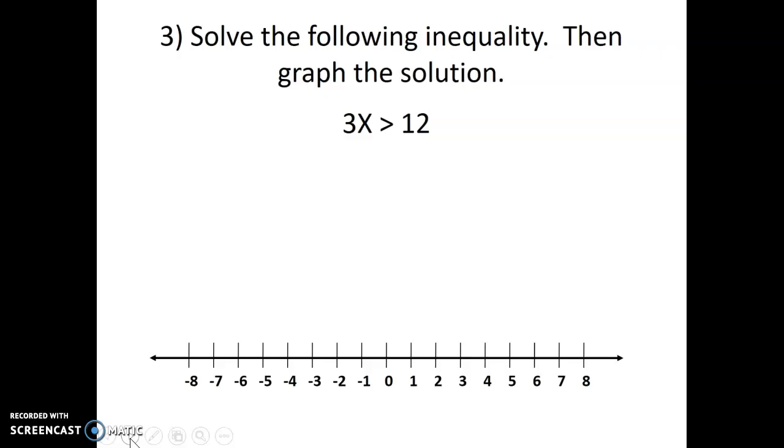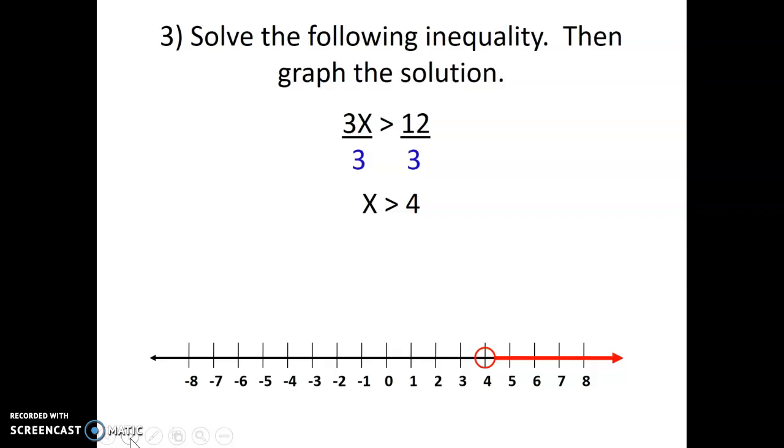When I have multiplication in the problem, how do I solve it? I have multiplication, I need to do division. So in this case, I'm going to divide both sides by 3. I'm going to get x is greater than 4. I'm going to put a circle at 4, but I'm not going to shade it in because it can't equal 4. And I'm going to shade to the right.